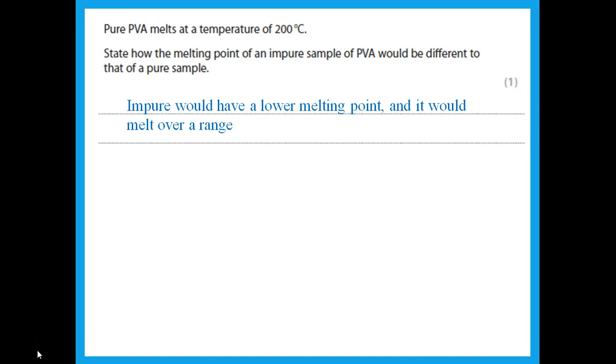Remember, this is melting point. Impurities make the melting point lower, but they make the boiling point higher. So here, we're talking about melting point, then it will make the melting point lower and it will melt over a range. It will not melt at a fixed temperature.